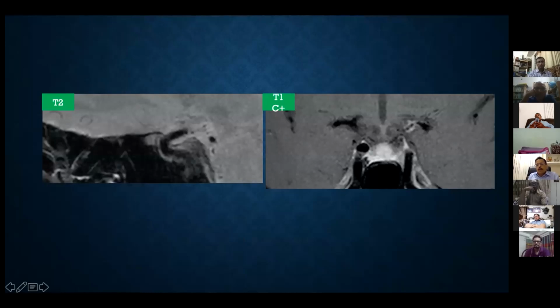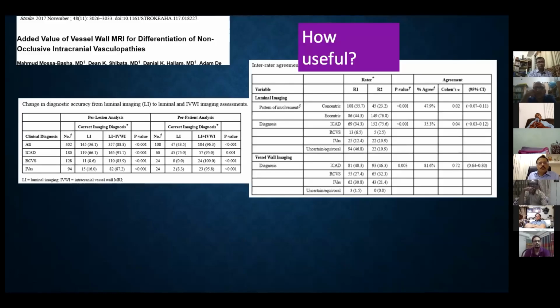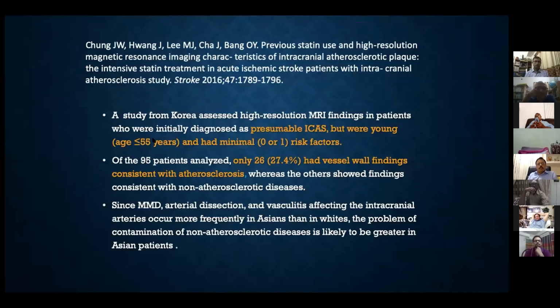And it's pretty useful. So for example, they have found that for non-occlusive intracranial vasculopathies, the correct diagnosis gets better by 36%. It improves to around 90% or so when you do vessel wall imaging in intracranial vascular diseases. This was one study published from Korea in which they found that when the age is less than 55 and there were minimal risk factors for atherosclerosis, when you do vessel wall imaging for a stenosis which was presumed to be atherosclerotic, only 27% had findings which were like atherosclerosis.